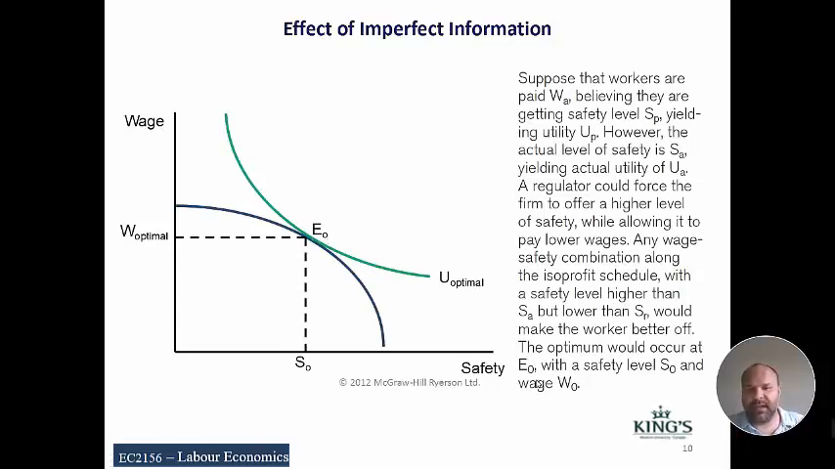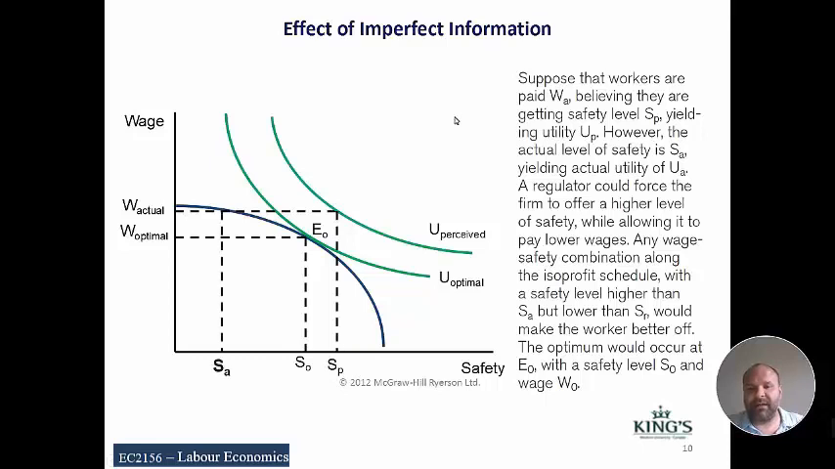Okay, so this is the case of perfect information. So we're going to assume perfect information here. Now, what would happen if the worker actually was wrong? Let's suppose that the worker was being paid W actual, and they perceived their level of safety as SP. But in fact, their safety level was SA. Okay, so their real safety level is SA.